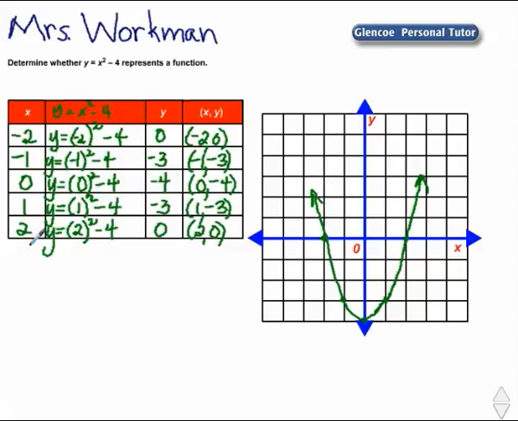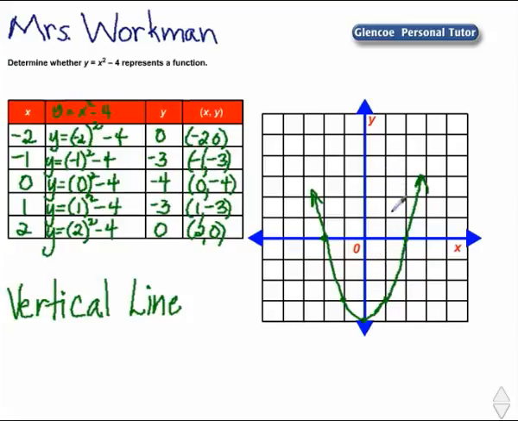Alrighty, so we've generated a list of ordered pairs, plotted the ordered pairs to get points, connected the points with a smooth curve. Now we want to see if this equation represents a function. I said earlier we're going to use the vertical line test. Now, watch as I draw imaginary vertical lines over and over again as I move across the coordinate plane.